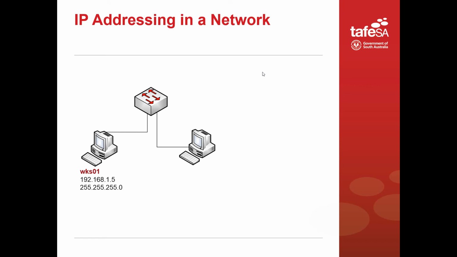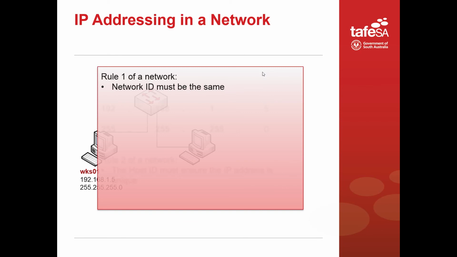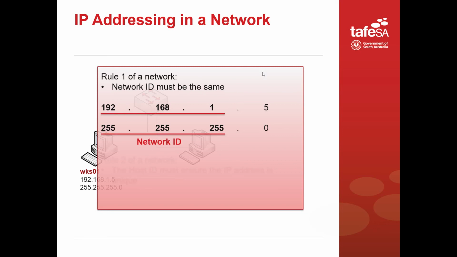So now we're going to connect our second computer. How do we select an IP address so that these two computers can talk to each other? If you just pick any IP address, it will not work. So let's work it out. Rule 1 of the network: the network ID must be the same. So let's work out the network ID. We've got 192.168.1.5, and there's our subnet mask. Where the 255s are, I've bolded and underlined it. That's our network ID.